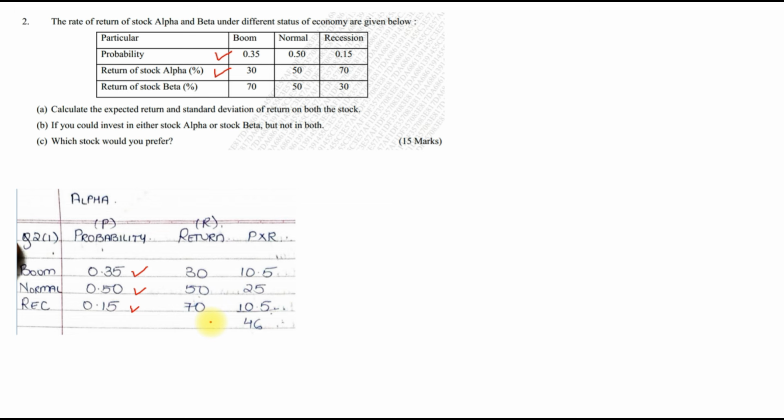Now, in order to find the expected return, the formula is very simple. You just have to multiply probability into return, so P into R. You multiply 0.35 into 30, 0.5 into 50, 0.15 into 70, and we get the values 10.5, 25, and 10.5. The total value that you should get is 46. That is nothing but your expected return, 46%.